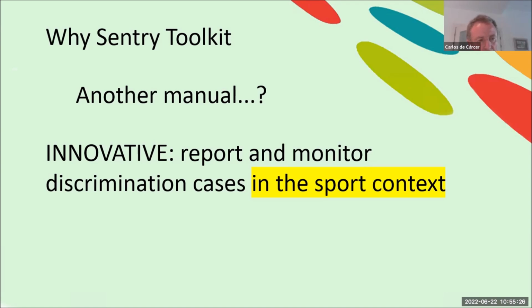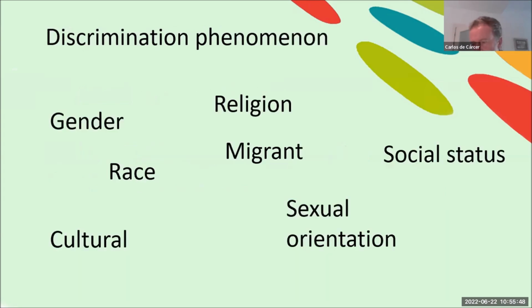So I think in that case, this toolkit was necessary because it's innovative and it's about a topic that is needed in society nowadays. So I will start by saying that this Sentry Toolkit at least has different things, brings innovation to the field of sport for development. The phenomenon of migration in this toolkit is treated in the project from different perspectives: gender, race, cultural, sexual, being a migrant, social, religion, and so on. So it has a very broad perspective, which I think enriches the toolkit itself.